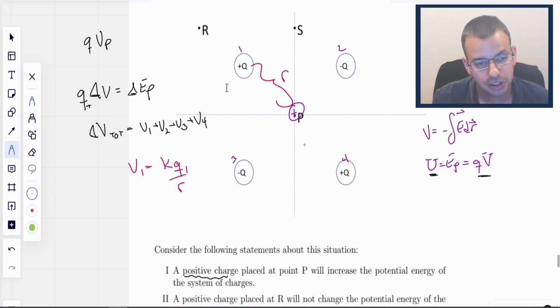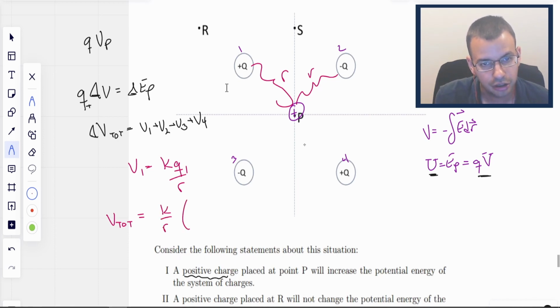So when we do this, we have V total at point P is going to be, I'm going to factor out the K, and these are all R's. So I'm going to factor out the R's for each of these. I'm going to have K over R times Q1, which is positive Q, plus Q2, which is negative Q, plus Q3, which is again negative Q, plus Q4, which is positive Q.